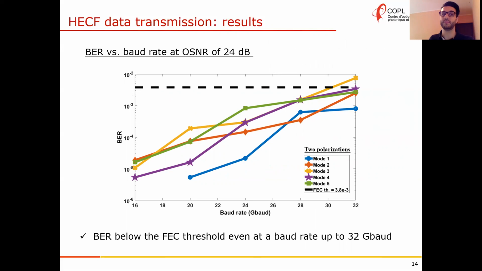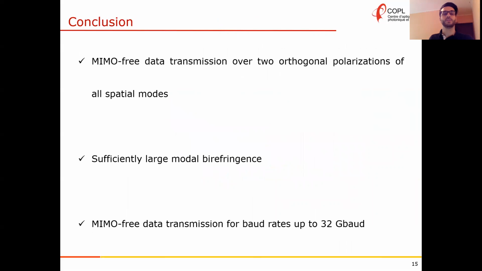To conclude my presentation, we demonstrated a MIMO-free data transmission over 2 orthogonal polarizations of all spatial modes supported by the fiber. And this was allowed by a sufficiently large modal birefringence shown by the fiber. And then we also demonstrated MIMO-free data transmission for baud rates up to 32 gigabaud.